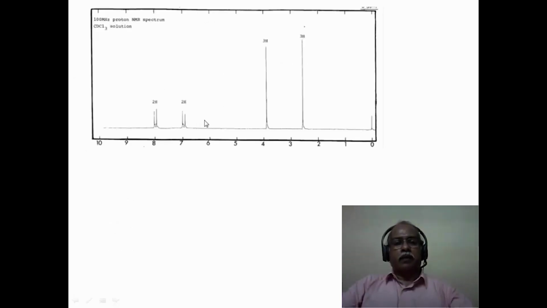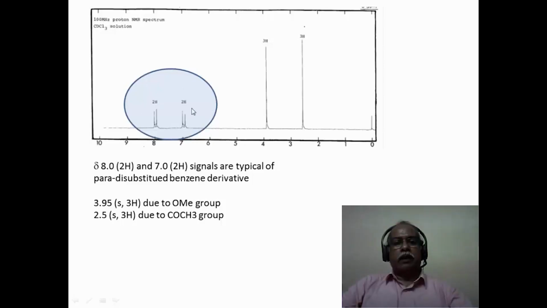This peak, which is a doublet of doublets or an AB quartet as you want to call it, is because of a very characteristic feature of the para-disubstituted aromatic derivative. So the peaks around 8.0 and 7.2 each have 2 hydrogen intensity. The integration is given in the digitized format as 2 hydrogen and 2 hydrogen, clearly seen here. So this is definitely a para-disubstituted derivative.